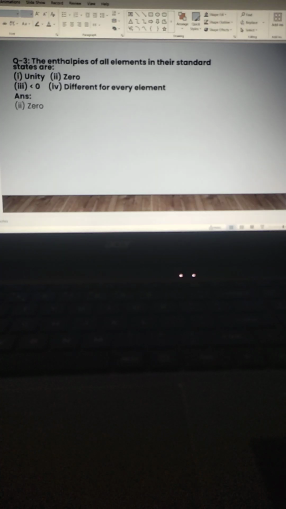Then the next question is, the enthalpies of all elements in the standard states are: option 1 unity, option 2 0, option 3 less than 0, option 4 different for every element. The answer is 0.